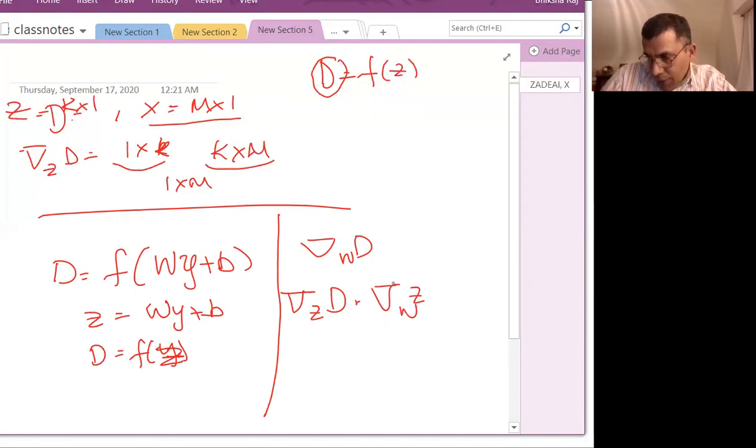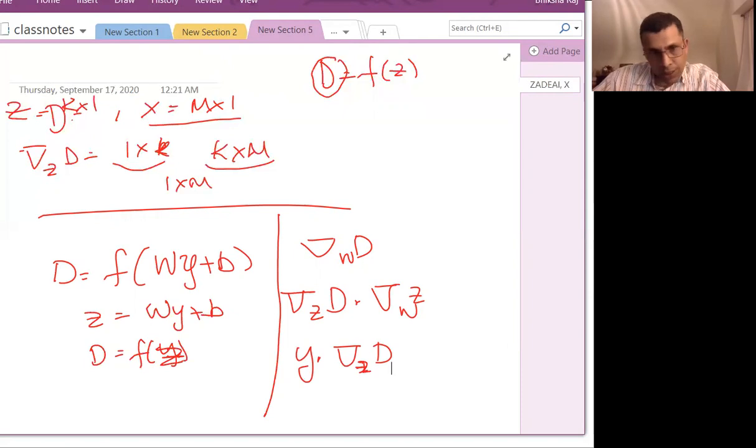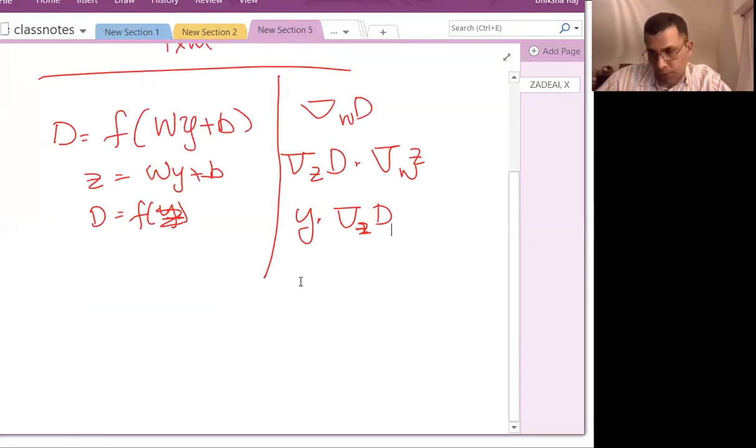Now this is an ugly looking equation, and the math is a little tedious, but eventually this just ends up working out to be y times the derivative of d with respect to z. It's an astonishingly simple result. But then let's see how this works.